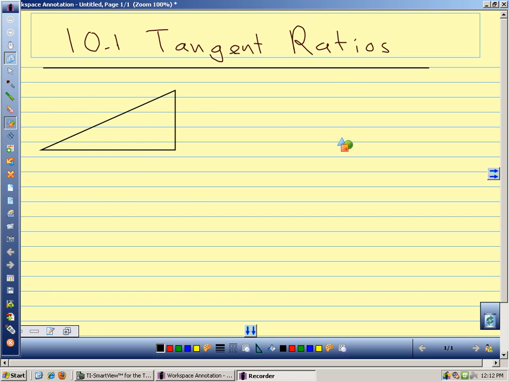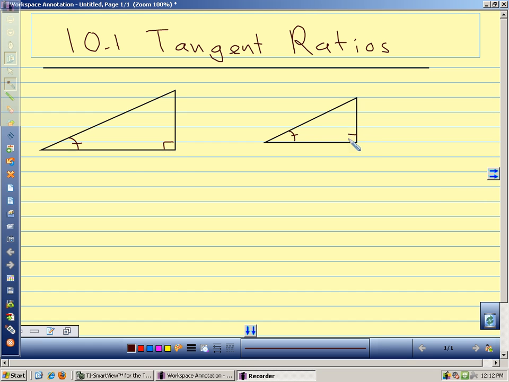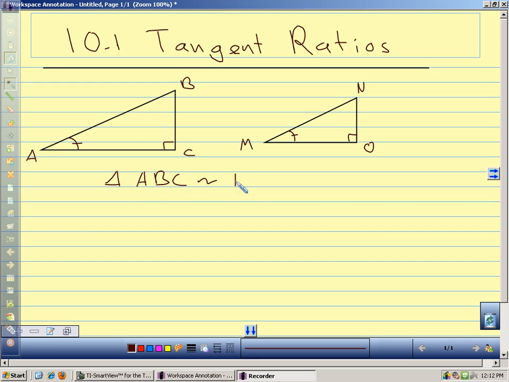So I'm going to draw a couple of triangles here, and we'll label some things. We're going to say that these two angles are congruent, and this is a 90-degree angle. We'll call this triangle ABC, and this triangle MNO. In our opener, we decided that triangle ABC was similar to triangle MNO by angle.